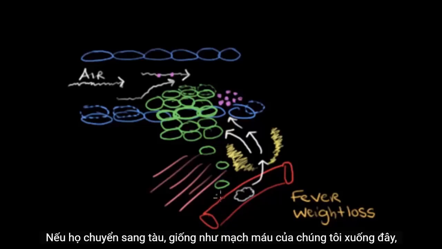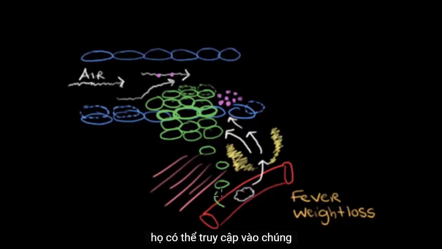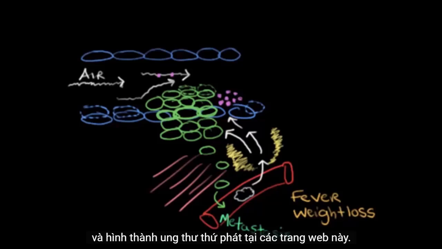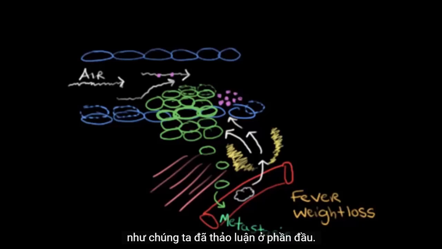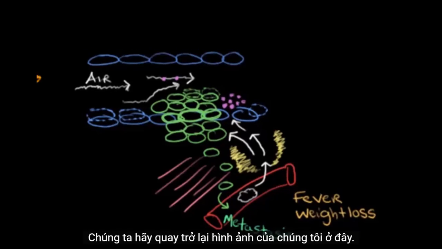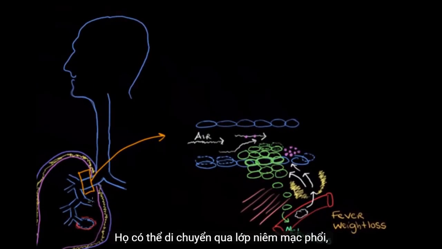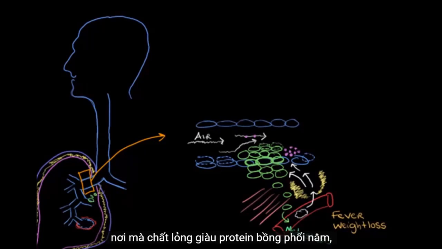And if they migrate to vessels, like our blood vessel down here, they can gain access to them and travel throughout the body to other organs in a process called metastasis, and form secondary cancers at these sites. Lung cancer cells can also migrate into the lung lining like we had discussed in the beginning. Let's go back to our image here. They can migrate through the lining of the lung where that protein-rich fluid cradling the lungs is located.